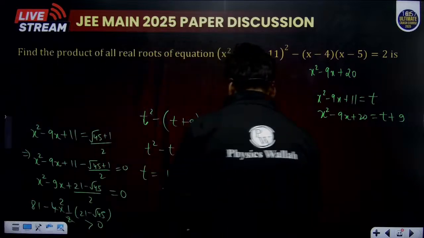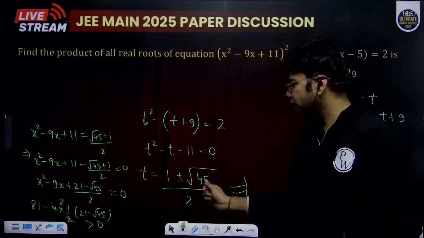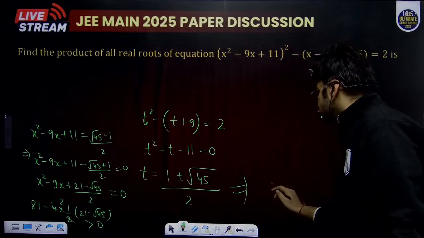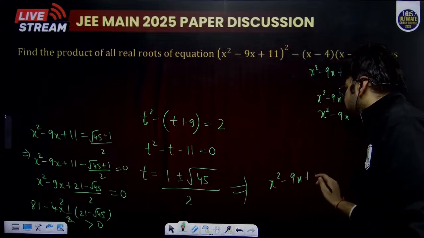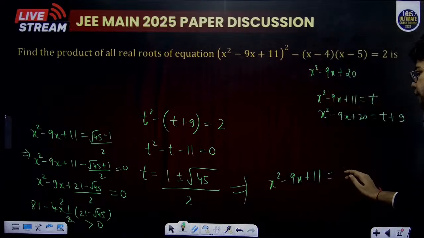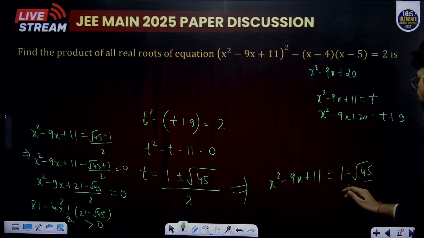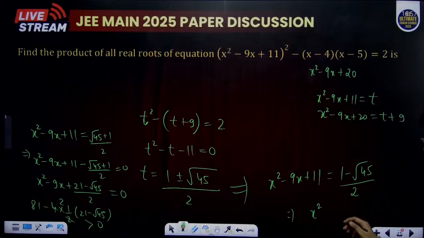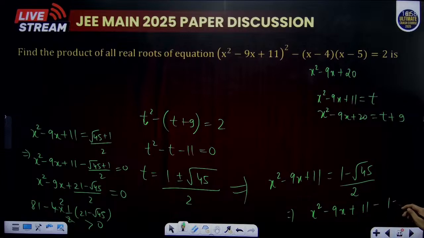Again, if I put the negative sign, I will get the product of the other two roots. So the other two roots will come from x square minus 9x plus 11 equal to 1 minus root 45 upon 2. Now let's calculate this. What are we getting? x square minus 9x plus 11 minus 1 minus root 45 by 2 equal to 0.